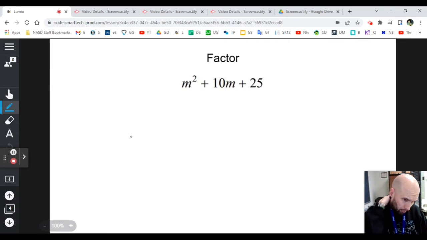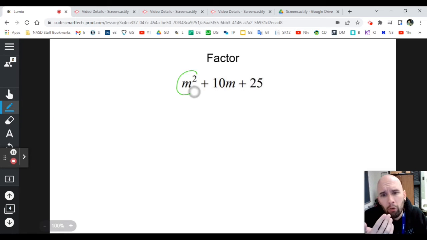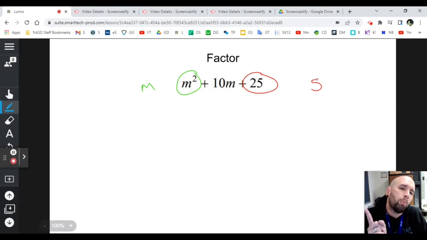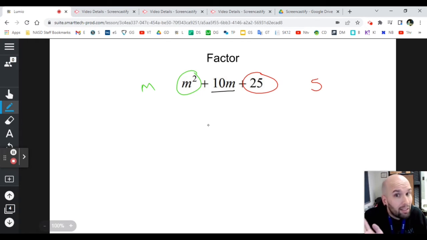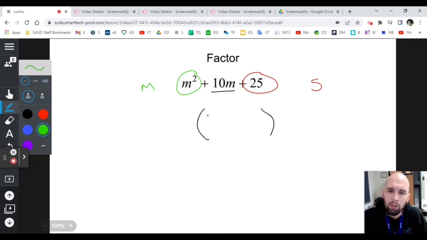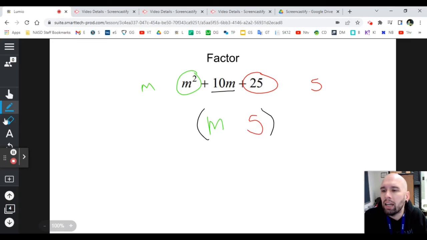So the next problem, I'm going to see if I notice that right away. I have a square right away out front. I have a square right away at the end, 5. And if I multiply 5 times m, 5m, times 2, do I get 10m in the middle? And the answer is yes. So what does that mean? Well, I'm going to write out my parentheses. The first term was m. The second was 5. And since that is a plus sign, this is going to be a plus sign. Don't forget to square everything. Done.